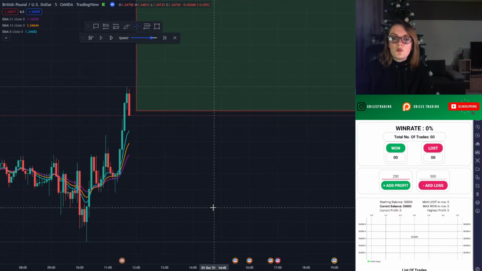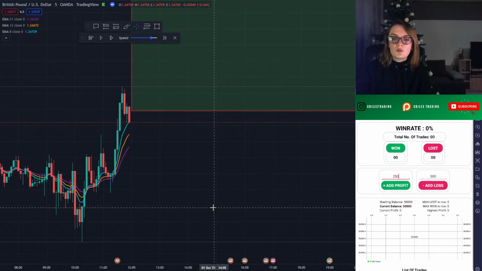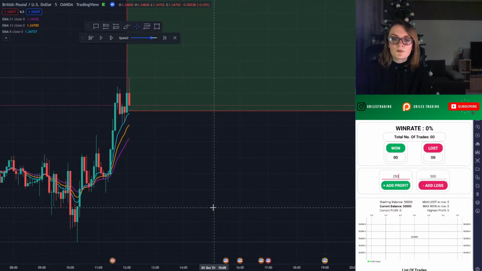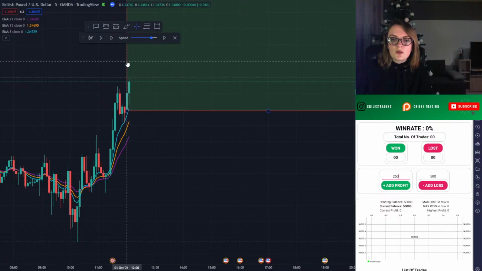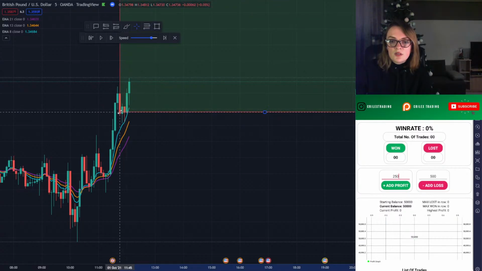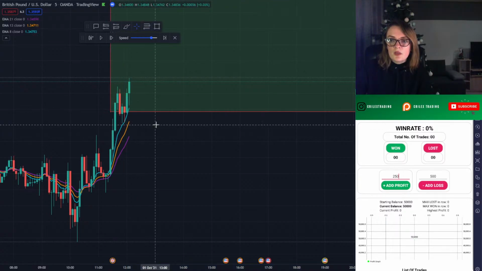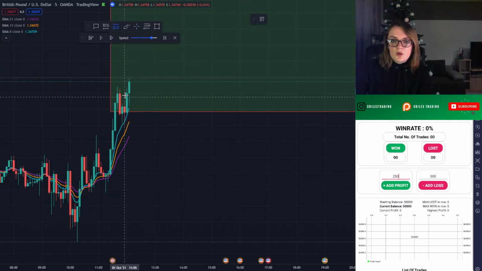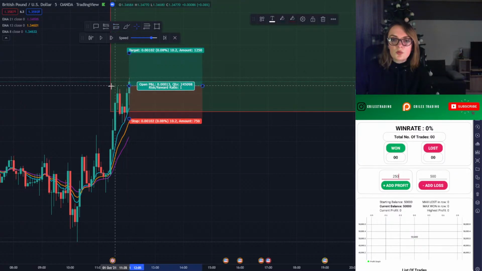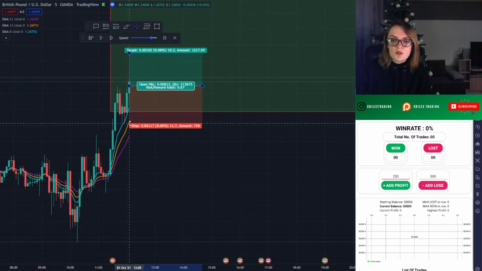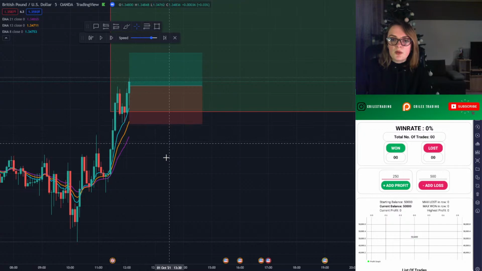So now we are in the buy zone, and we are looking for a retouch of these EMAs. And actually, I think we've got a retouch here. Yes, we've got a retouch in this zone. So our buy entry should be right here. We will have to place a buy stop right here, and the stop loss should be a few points below this retouch of the EMA.